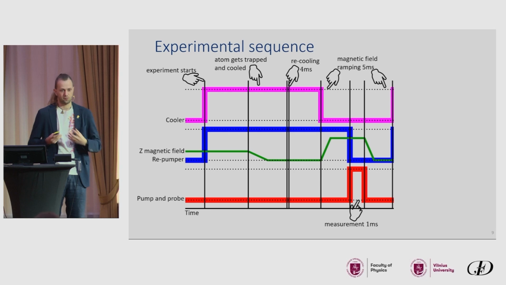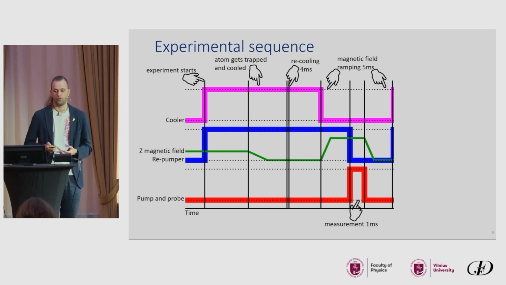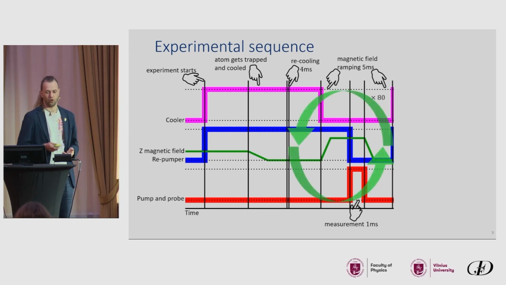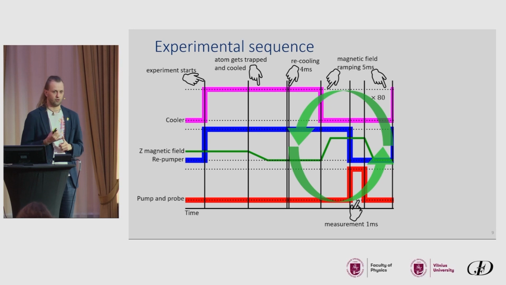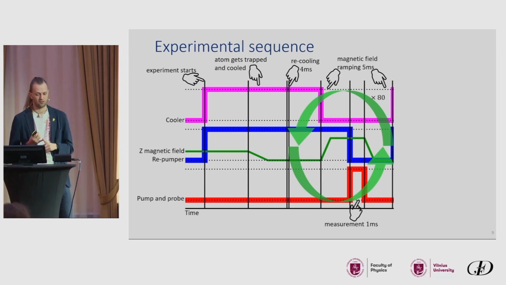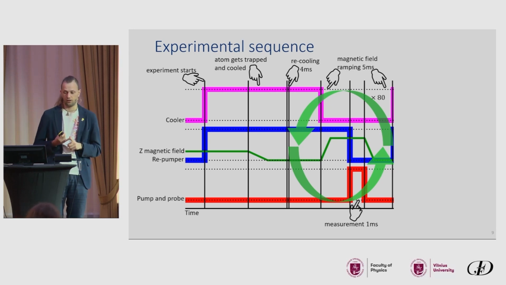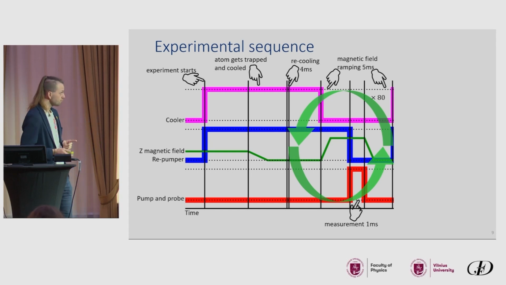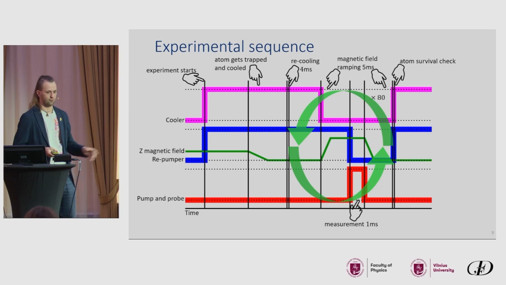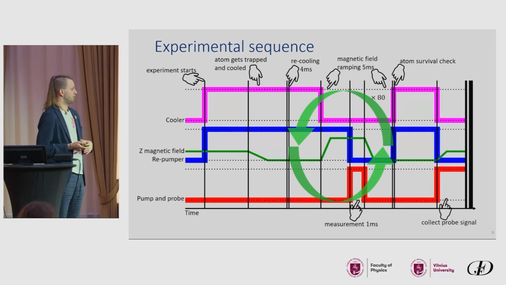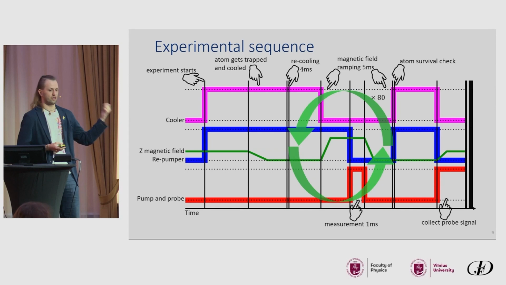In order to get as much signal from a single atom as possible, we repeat this sequence of cooling and measuring 80 times. This is limited by the pump probe stability of the lasers, the phase stability of the laser, and the atomic lifetime in the trap. And once we're done with this, we check if the atom survived. If it didn't survive, we just scrap the data. And we collect a probe signal, so we collect our input field for the equivalent time as our measurement time.